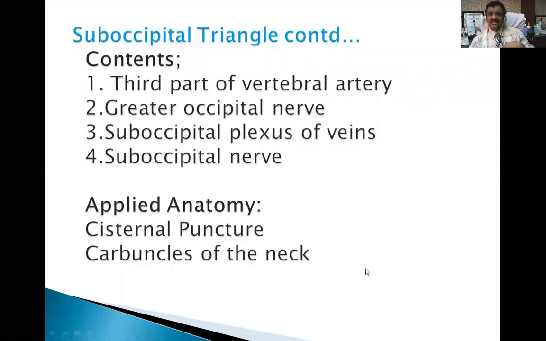Another is carbuncles of neck. Carbuncles of neck means big boils. Big boils, meaning large boils erupt at the back of the neck. They may carry infection to the intracranial area, and the brain will get infected. For that purpose, this location is very important.